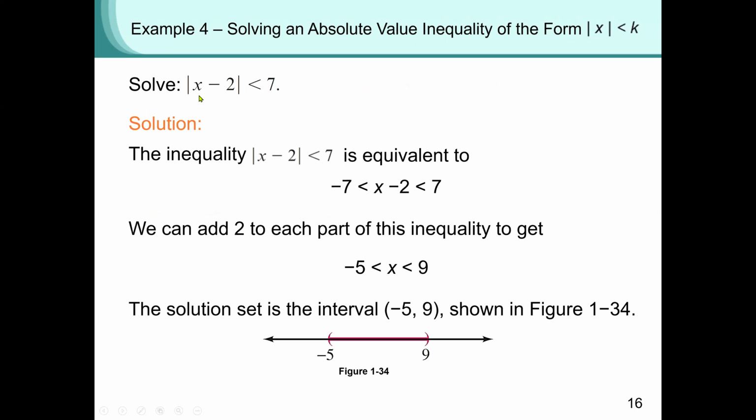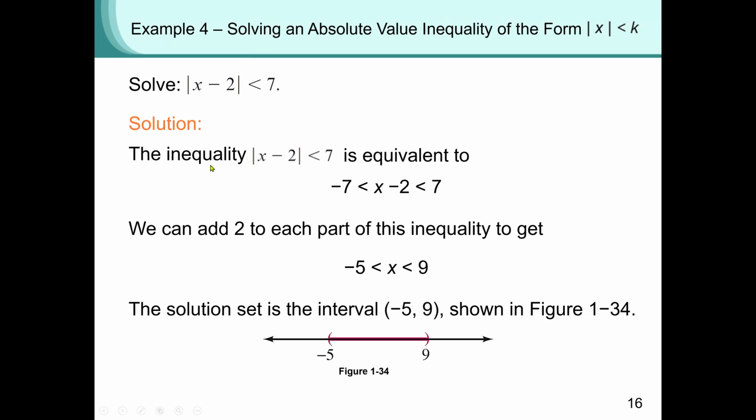So now let's solve an inequality here. Here we have the absolute value of x minus 2 less than 7. So, absolute value x minus 2 less than 7. Our goal is to find the value of x.